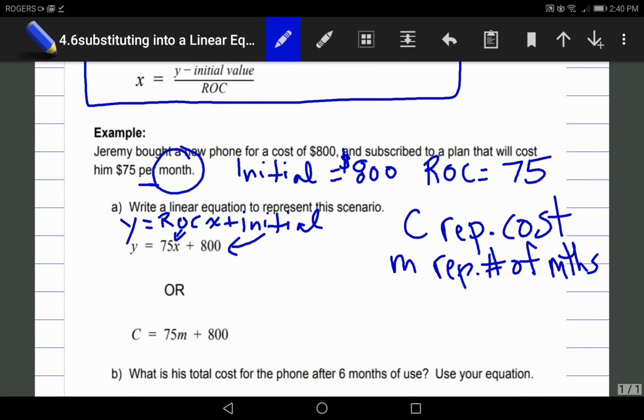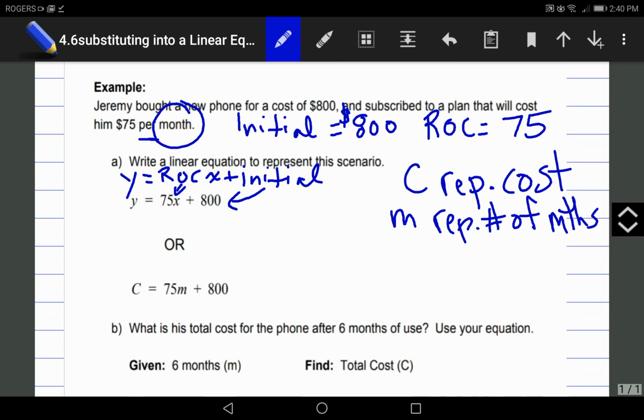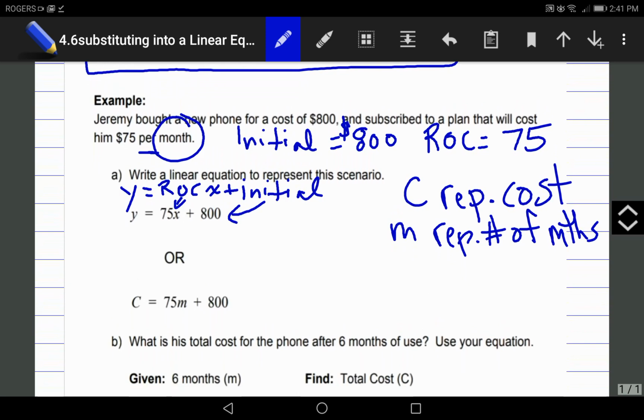Okay, what is his total cost for the phone after 6 months of use? Use your equation. Okay, where do you think you're going to put this number 6? It's asking what is the total cost for the phone after 6 months. Okay, hopefully you guessed it. The 6 is going to replace the M, the number of months.